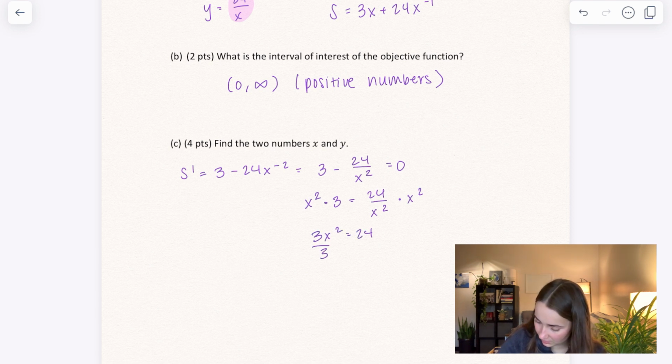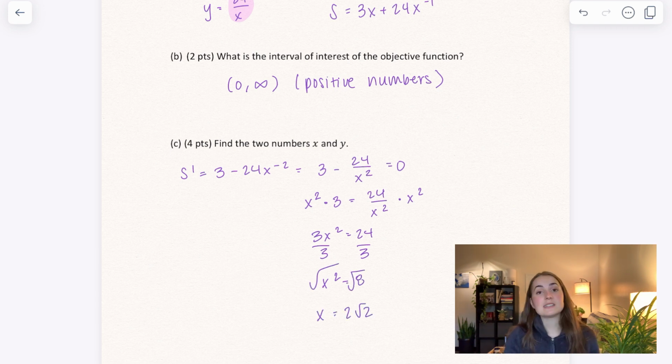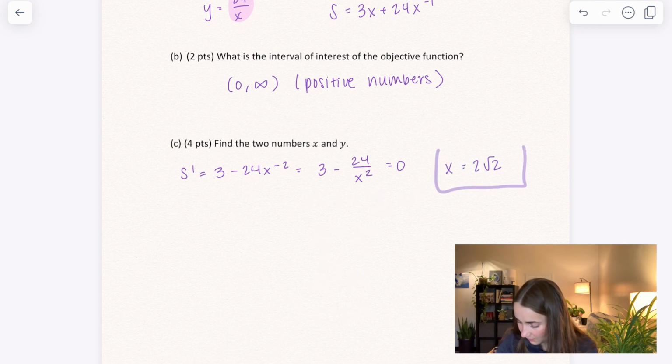Then I divide by 3, and then we can take the square root of both sides. So here I get x is equal to 2 root 2. Notice I do not care about the negative one, and that's because our interval of interest is all positive numbers, so I don't care about the negative one. So I'm going to go ahead and erase this and move it up. So here we have our critical value, and now we want to go ahead and do the test.